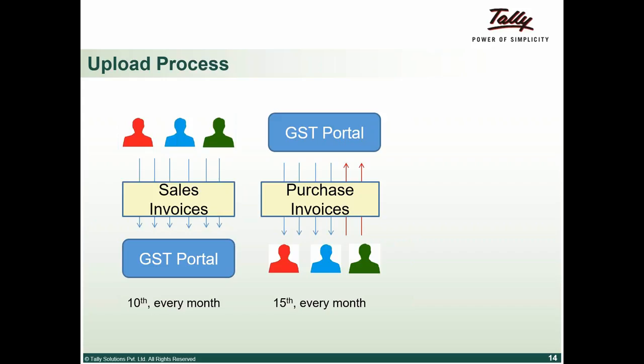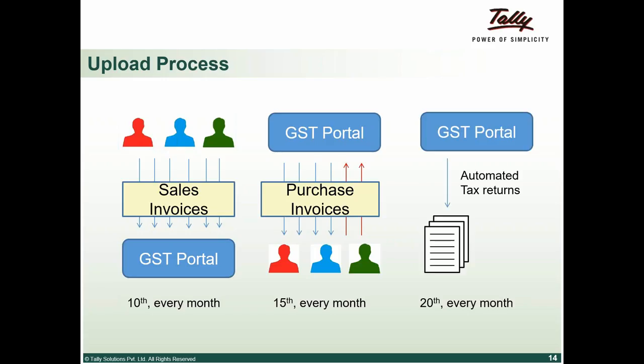Now you will see these 2 red lines which are going up. This is what I was mentioning earlier: in case you have any purchase invoice which has not been declared by the selling dealer, there is a provision in the form where you can say, okay, these are additional purchase invoices from these people that I have purchased, and you have to upload this by 15th of every month.